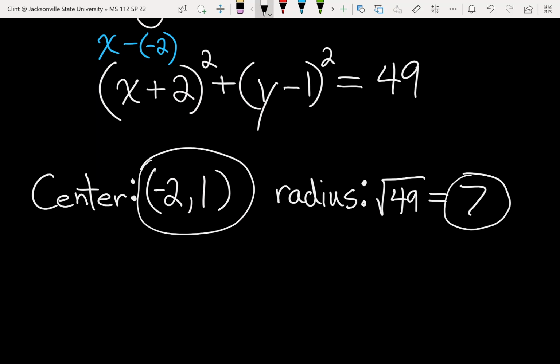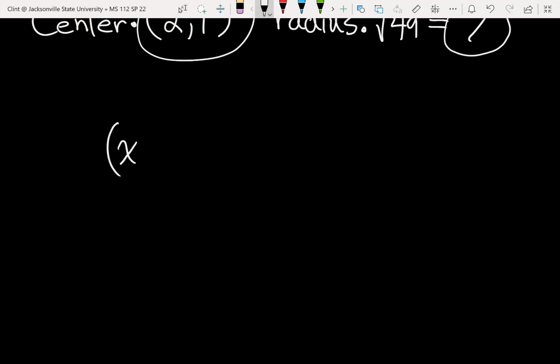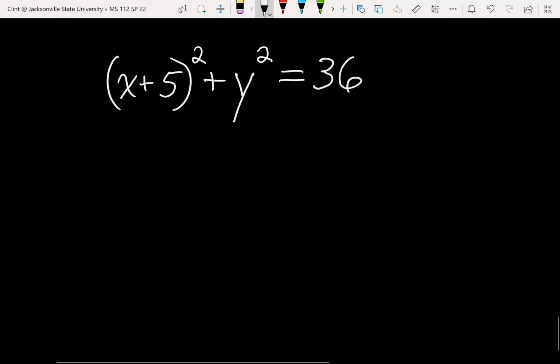Let's look at another one. All right, let's do +5. Huh? Throw you a little curve on this one. We're thinking about the center on this one.